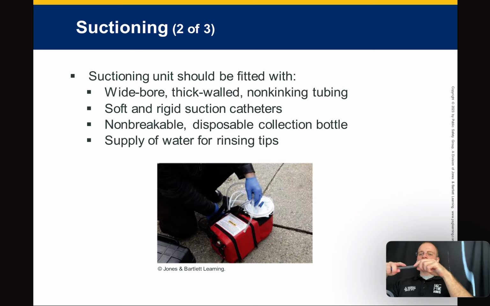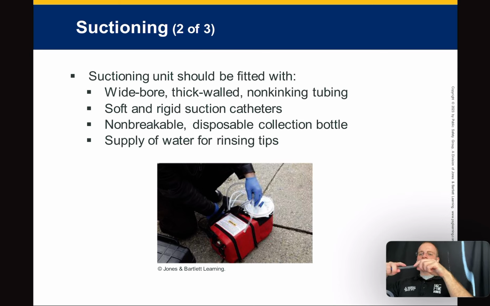You can see that there are holes right here. You see how there's a hole in it? Why is that? It's in case this gets a big old chunk of steak in it, it's still suctioning through here, and vice versa, if these get clogged up. So it gives you additional ways to allow suction to continue taking place. Now, you also want a supply of water for rinsing the tips.